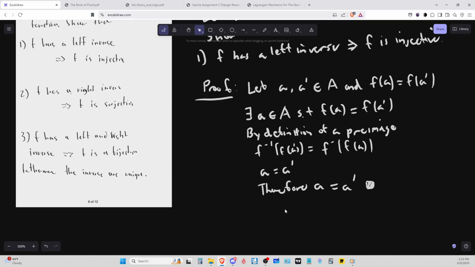Then f is injective, and you can't use the... Oh, you're Russian. Okay, that's fine.